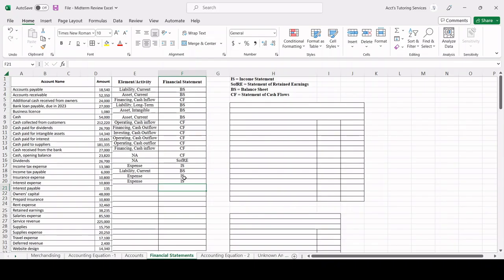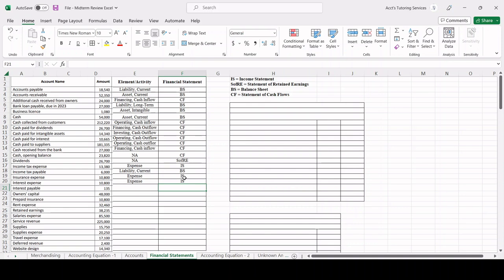Statement of retained earnings has a beginning retained earnings balance plus profit, which is from the income statement, minus dividends, which gives us ending retained earnings. Balance sheet has the assets equals liabilities plus equity, and the two main accounts under equity are owner's capital and retained earnings. So the ending balance in retained earnings is going to go onto the balance sheet.